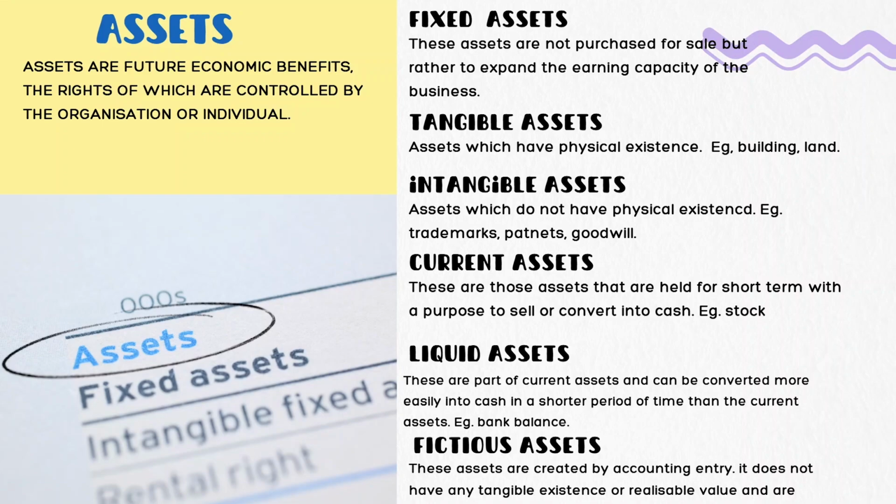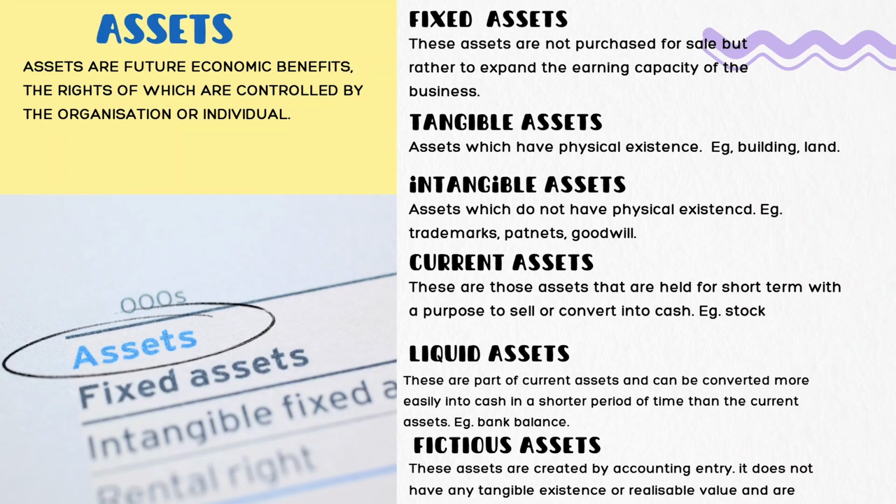Next are current assets. These are those assets which are held for short term with the purpose to sell or convert into cash. Examples are unsold goods, debtors, bank balance. Next is liquid assets. These assets are part of current assets and can be converted into cash in a shorter period of time, maybe even faster than the current asset. For example, bank balance, bonds. Anything which can be easily converted into cash is termed as liquid.